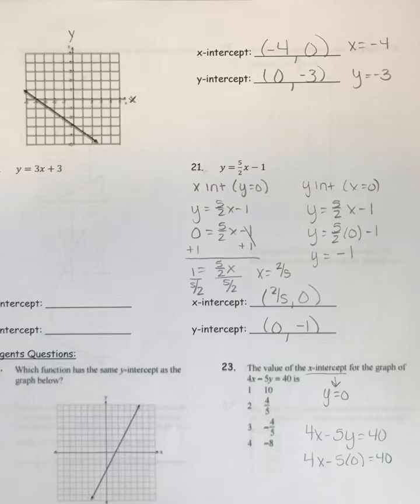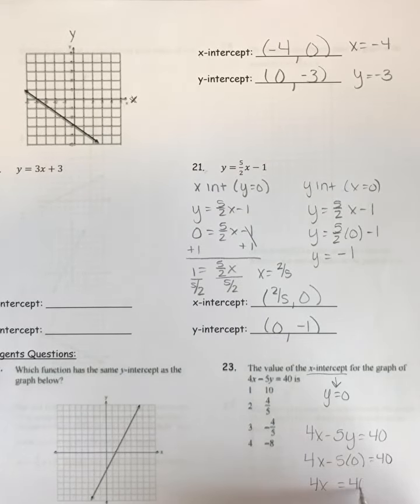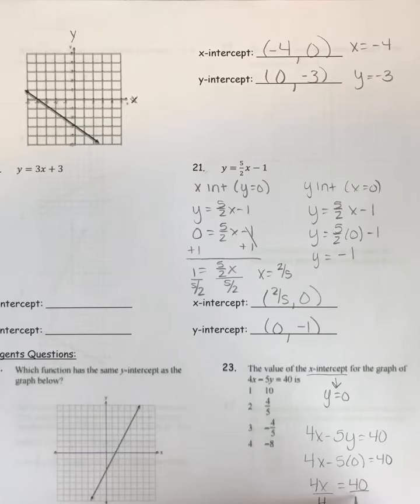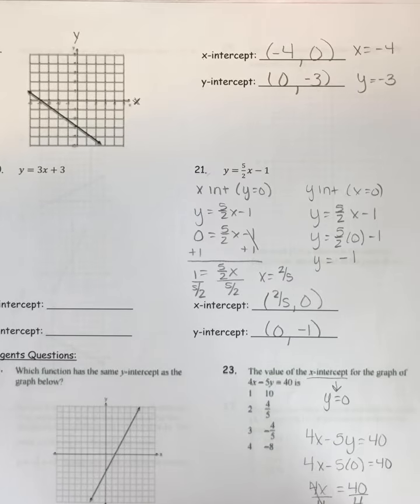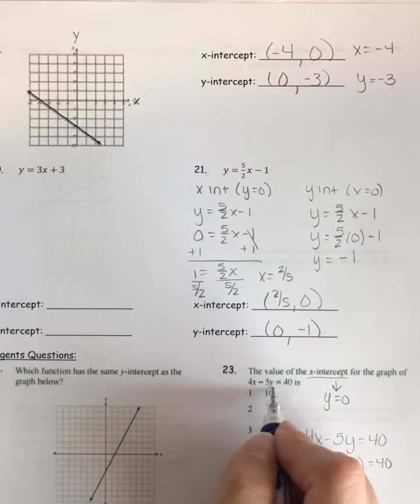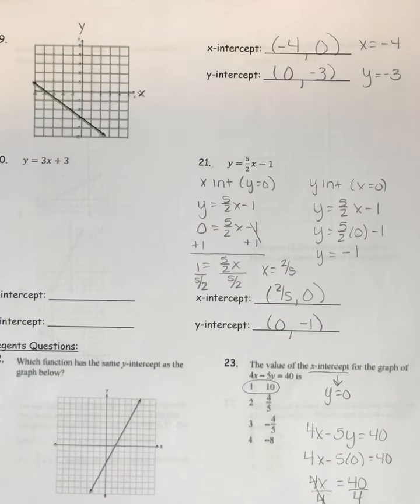solve for that. So 4x, 5 times 0 is just 0, so it goes away. And then it's 4 times x. The opposite of multiplying by 4 is dividing by 4. 40 divided by 4 is 10. So we get x equals 10 for our x-intercept. Sorry, I didn't realize I cut that off at the bottom on you.